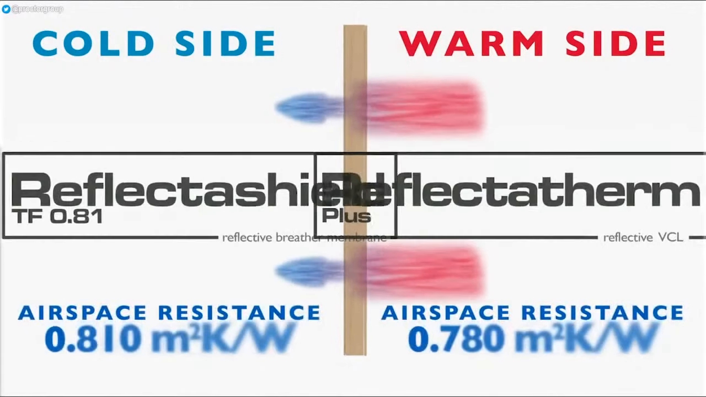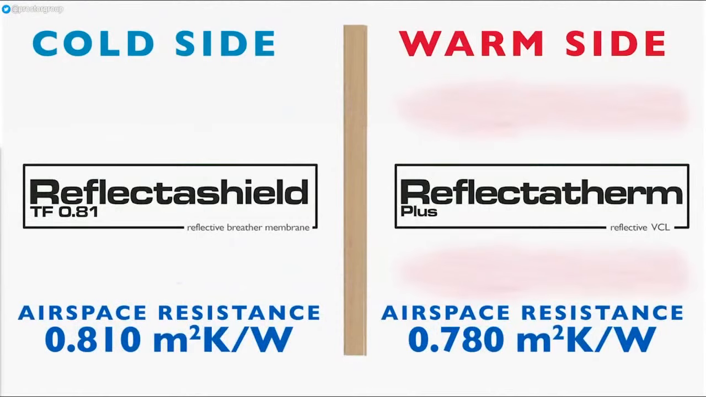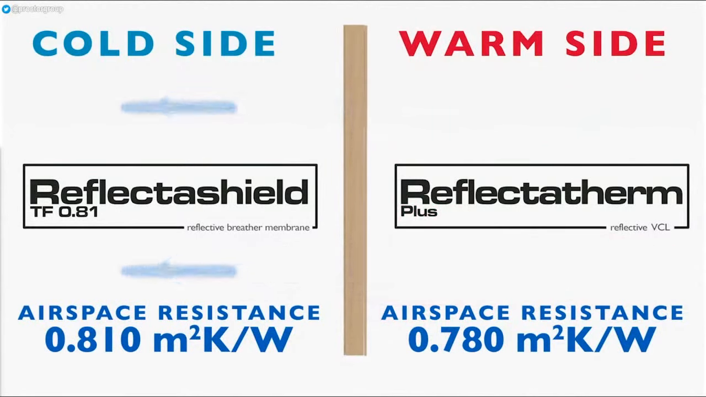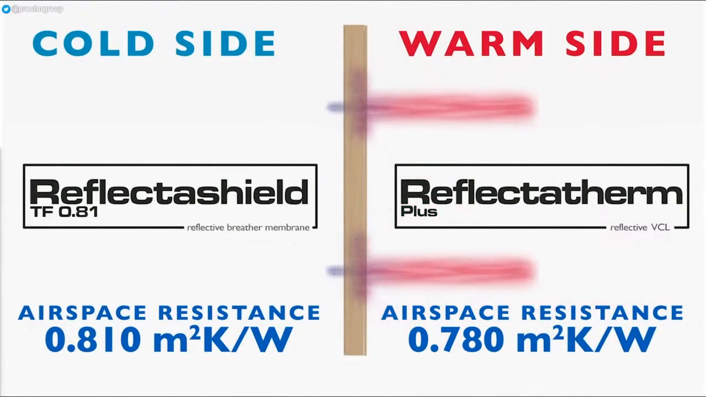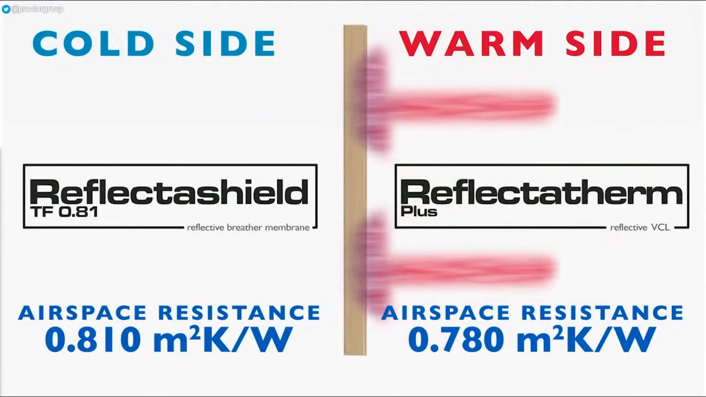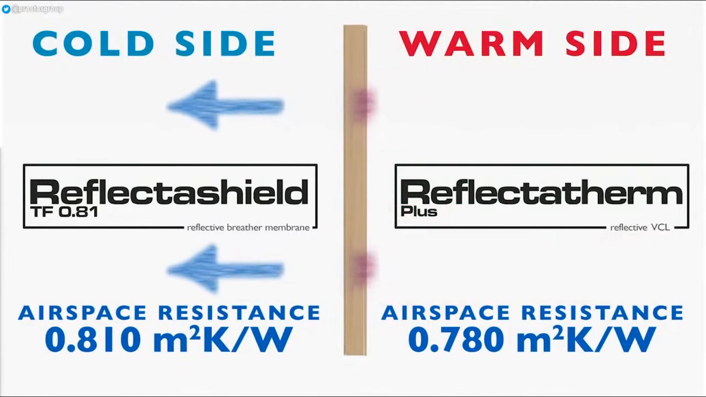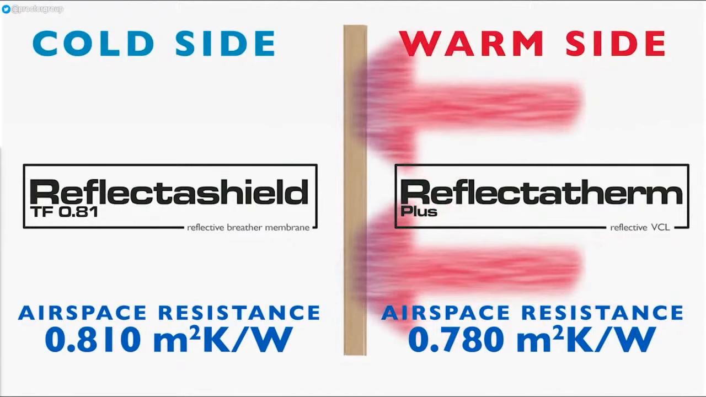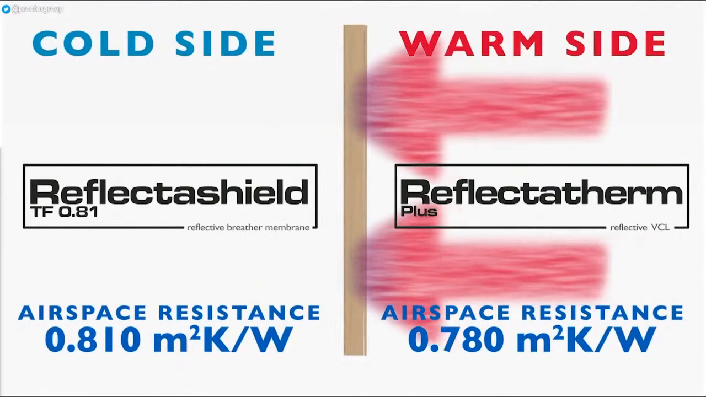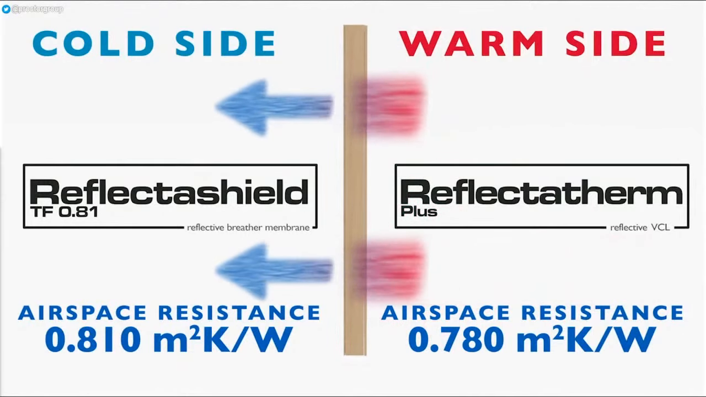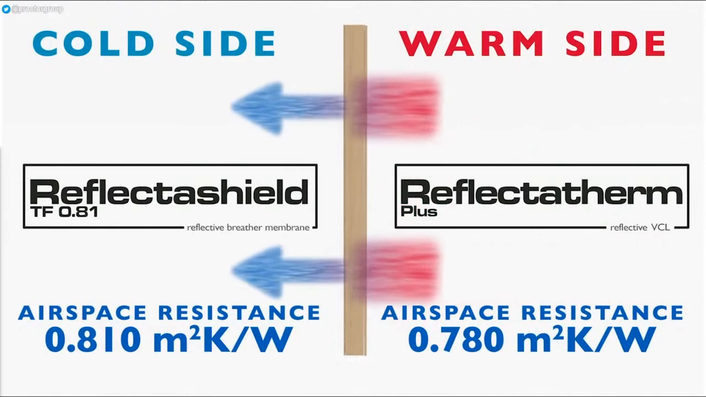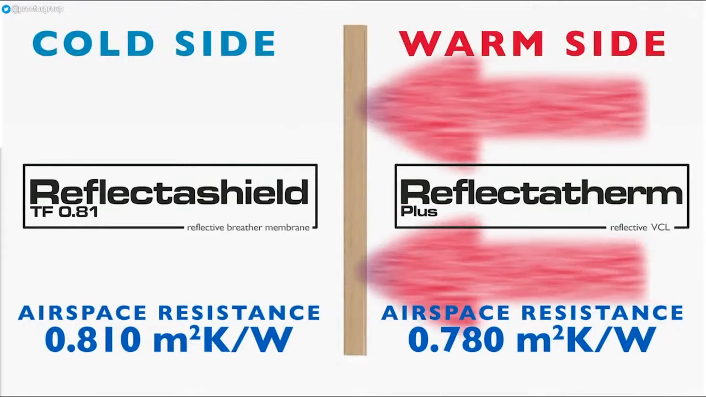The A. Proctor group has two reflective membranes, the Reflector-Shield TF breathable membrane and Reflectotherm Plus vapour control layer. The thermal performance of both of these membranes has been hotbox tested to ensure an accurate reflection of in-service performance. The Reflector-Shield TF increases the thermal resistance of the outer cavity from 0.18 to 0.81, while internally Reflectotherm Plus has a cavity R value of 0.78. Both of these values represent significant improvements over non-reflective cavity resistances.